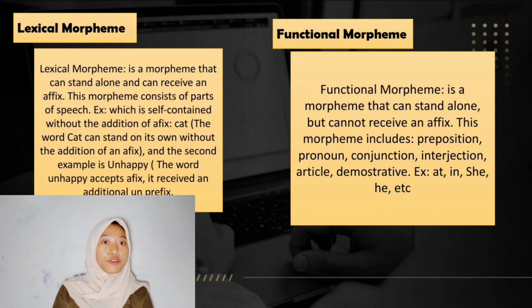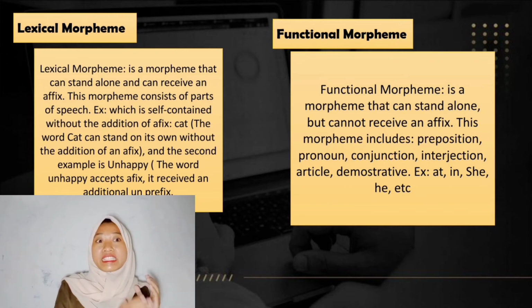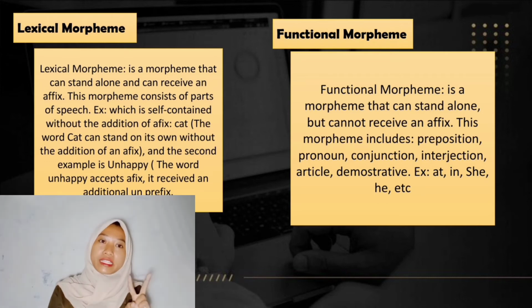Example, the first example, which is self-contained without the addition of an affix, is cat. The word cat can stand on its own without the addition of an affix. And the second example is unhappy. The word unhappy accepts an affix. In this case it received an additional prefix, un.